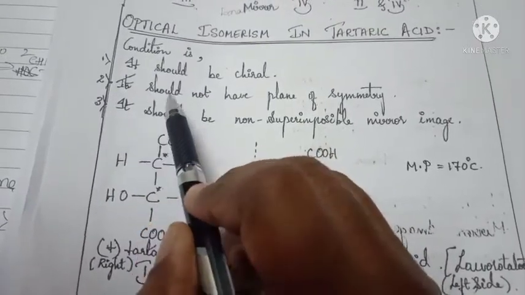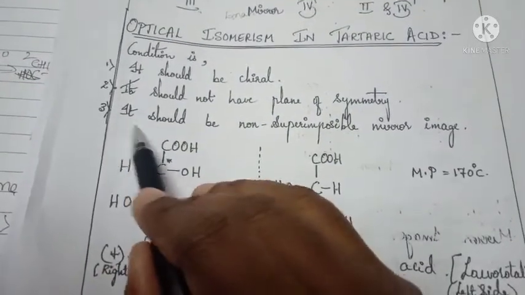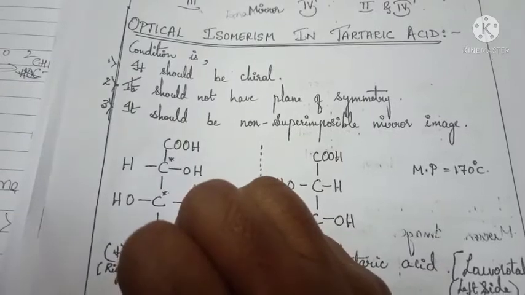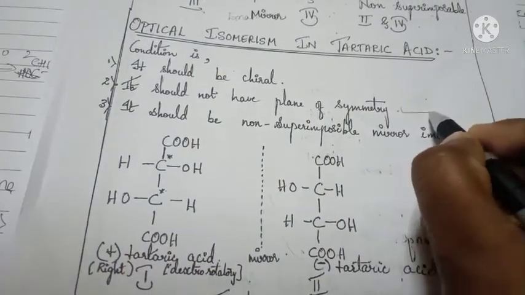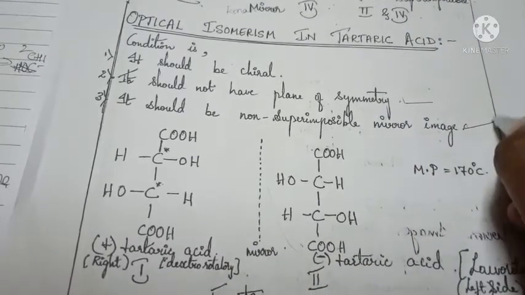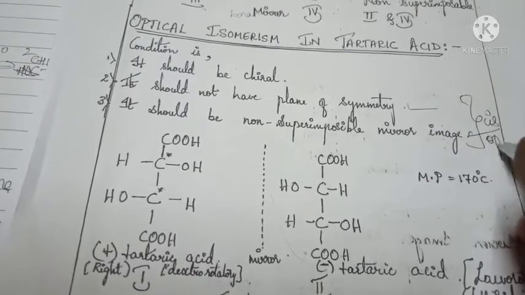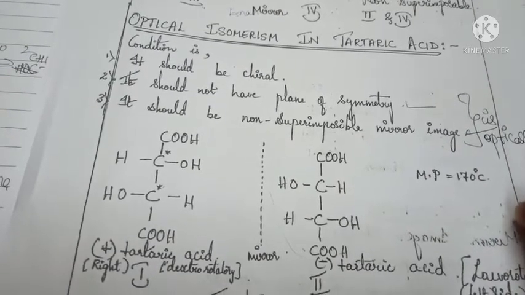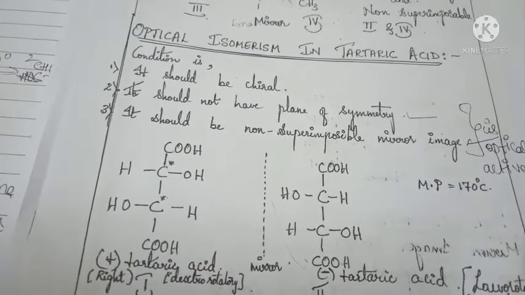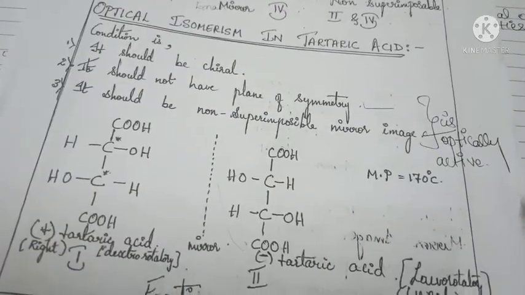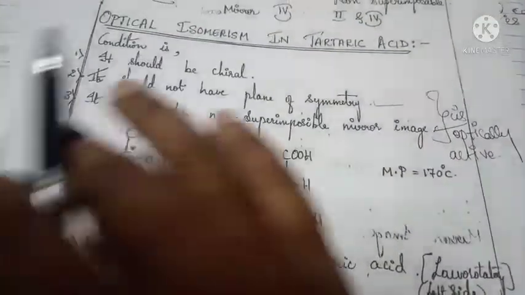Next, second one is it should not have a plane of symmetry. Okay, then it should have non-superimposable mirror images. So when the molecule does not have a plane of symmetry and has a non-superimposable mirror image, then that molecule is optically active. Is it right? Optically active. It means the elements of symmetry should be absent. That molecule is called optically active.